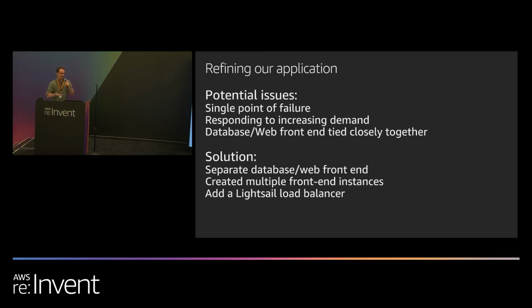The first phase is to actually take the database off of the instance itself and move it onto a separately managed Lightsail database. Then we're going to create multiple front-end web servers and then put them behind a load balancer to handle the increase in traffic and make sure we're distributing traffic evenly across those front-end web servers.